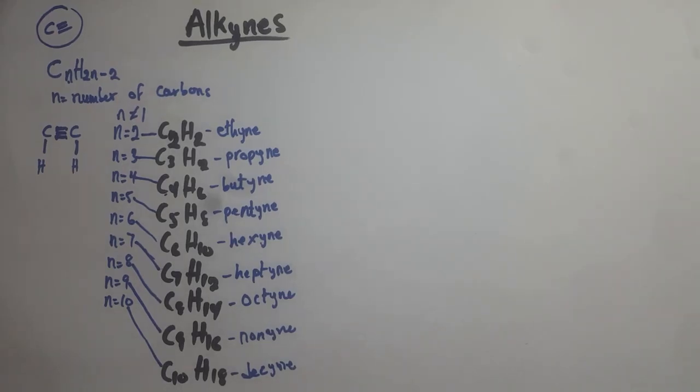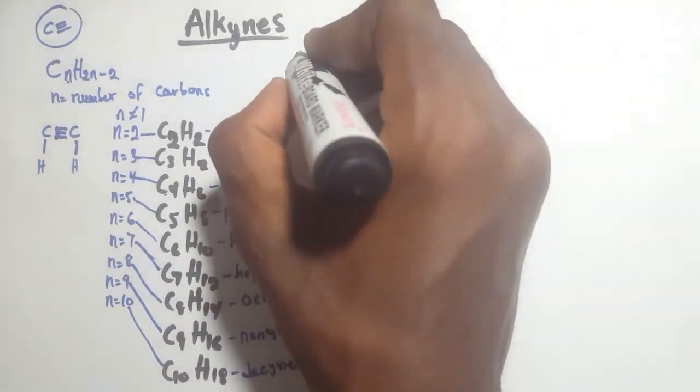So let's continue to look at how we can draw a structure for butyne. I just want to choose butyne.